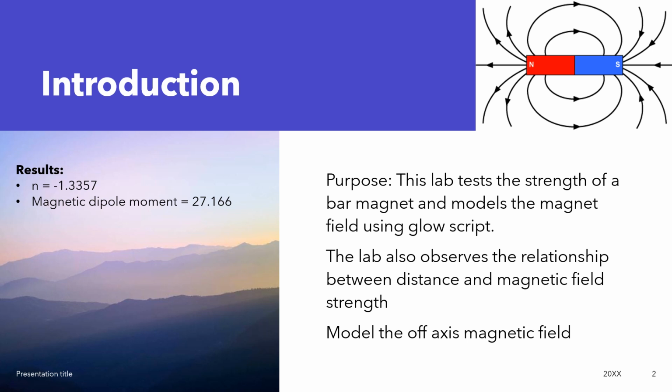The results were that we had a value of n, which is an exponent for r, of negative 1.3357 and a magnetic dipole moment of 27.166. These are both rather small values, with the magnetic dipole resulting from a rather small value of n, but we'll get to why there could be a potential error there.